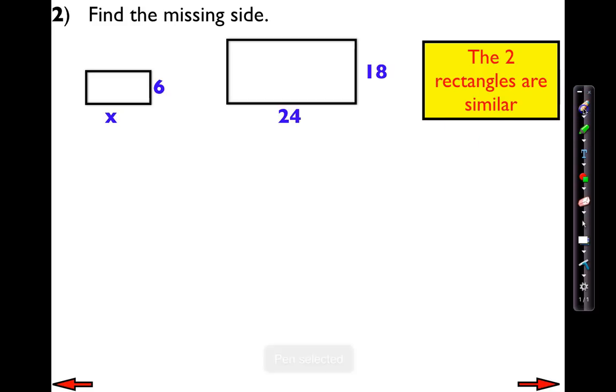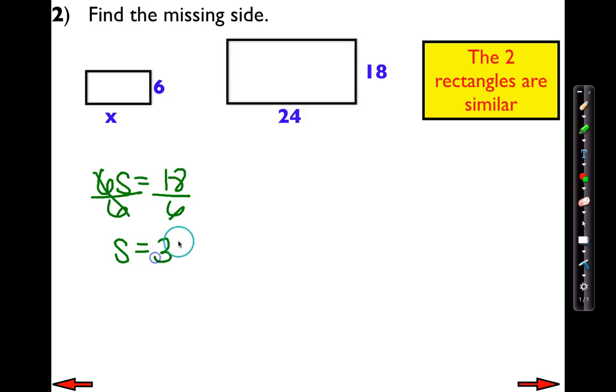Okay, so here, if we want to find the scale factor, first you can think of it as going from the smaller rectangle to the larger rectangle. I will go ahead and show both. So here, I'm thinking of 6 times a scale factor, which I'm going to call S, is going to give me 18. If I divide both sides by 6, I'm going to be left with the scale factor is 3.